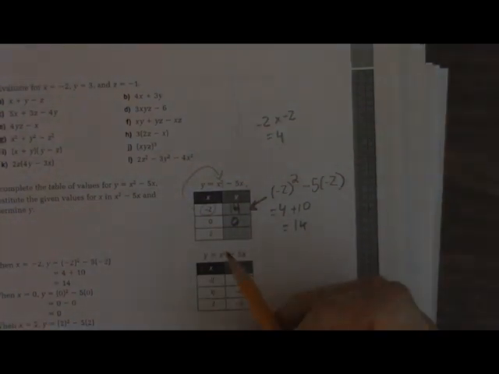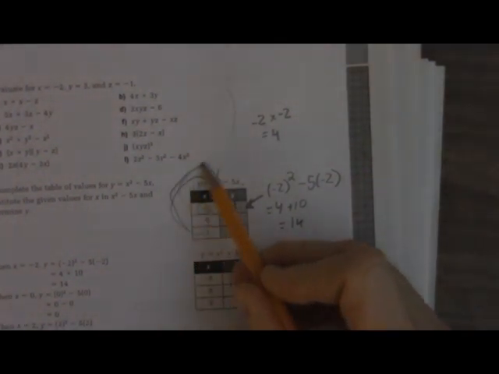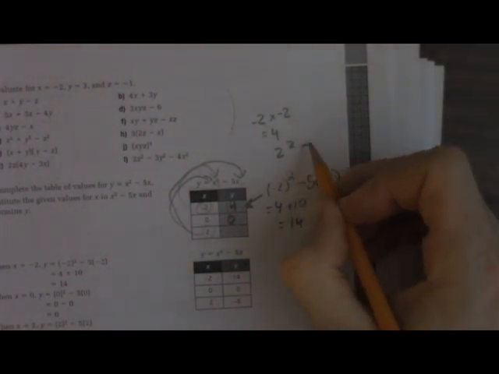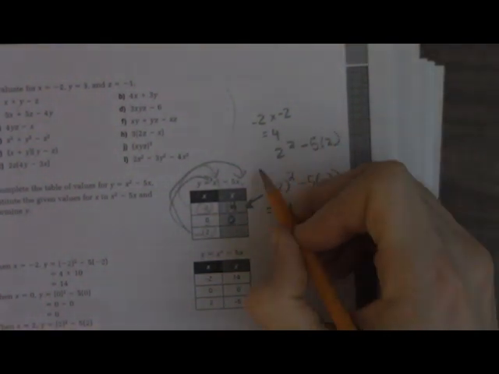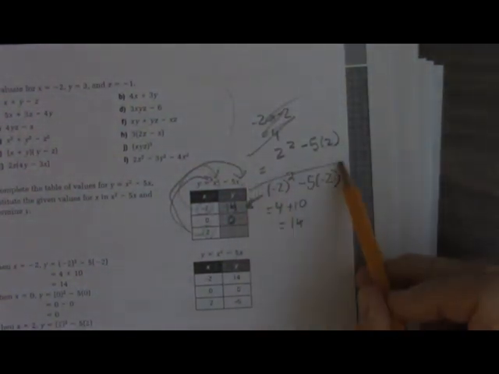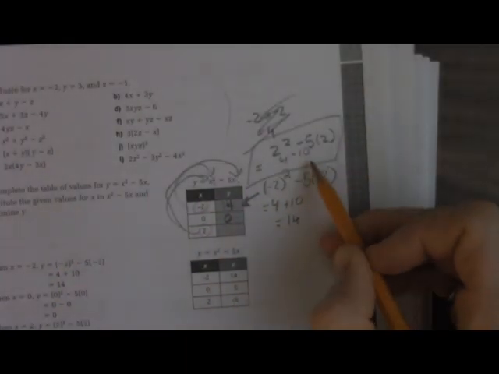I'm subbing this 2 into x here and into x here. So if I rewrote it, it would be 2 squared minus 5 times 2. So what's that equal to? 4. Yeah, 4. Right, minus 10. So what's that equal to?